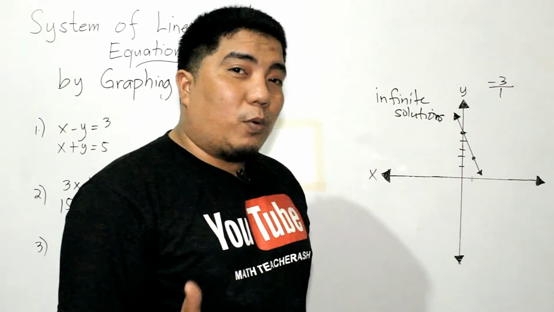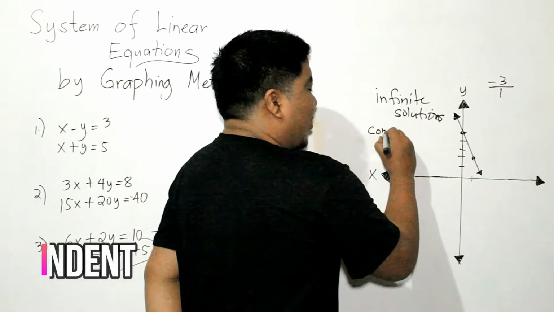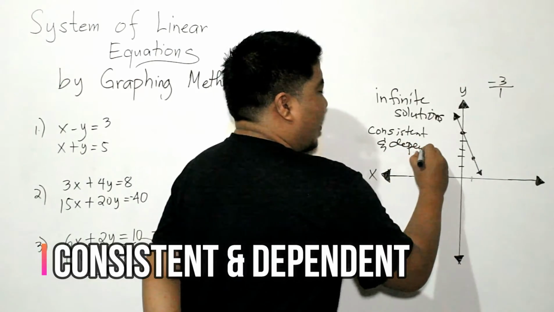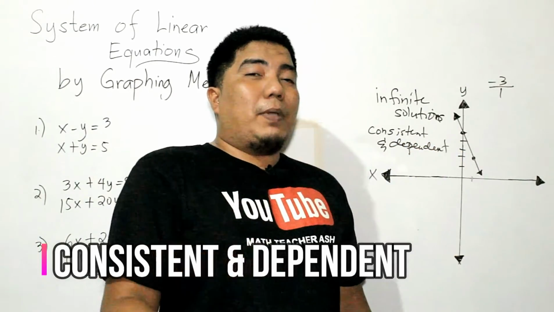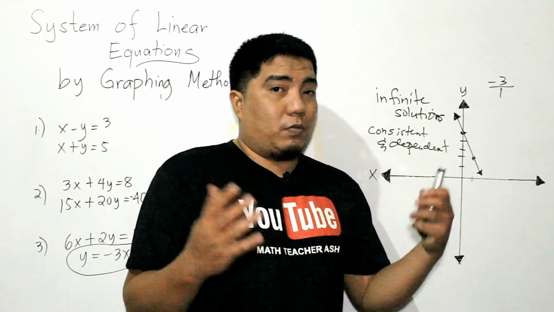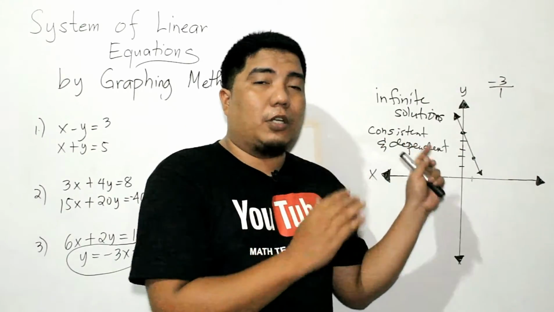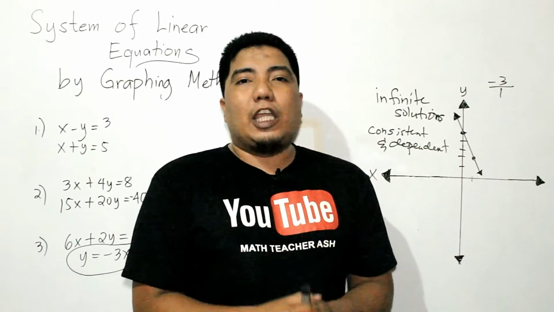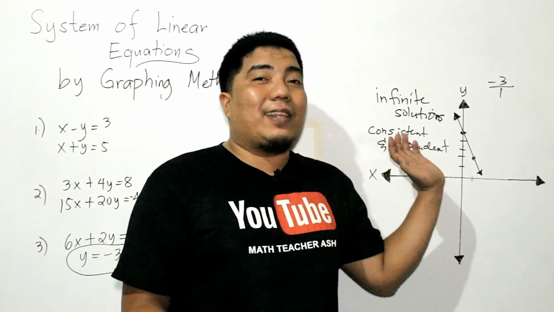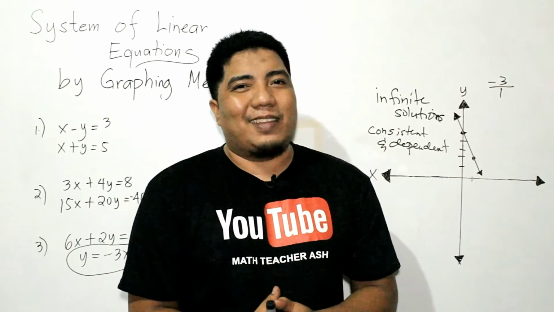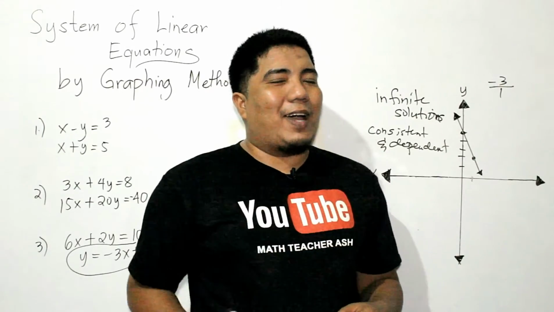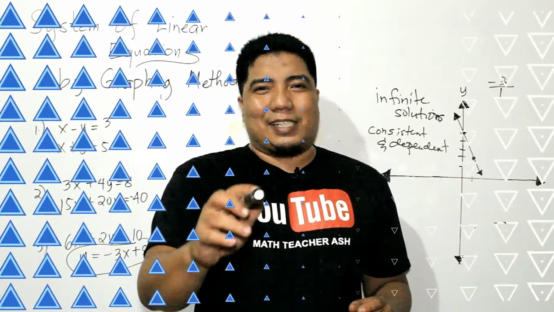And the nature of our system is consistent and dependent. Because consistent means it has at least one solution, and this is infinite, so it is acceptable to this nature. Dependent means it has infinite solutions. So therefore, the nature is consistent and dependent, and your graph is identical. Now, this is the time that I will challenge you whether you have understood our topic, and here it is.